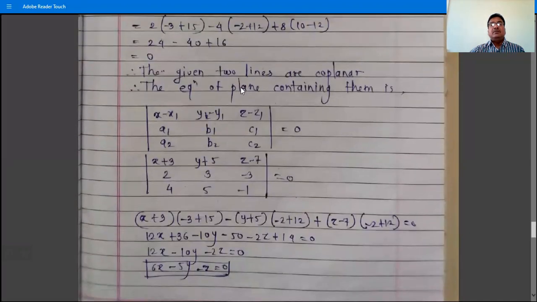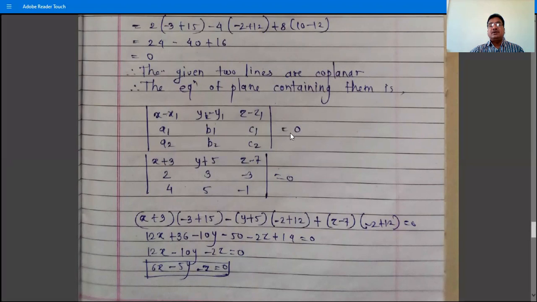Now we have to find the equation of the plane containing these two lines. So the equation of the plane containing the given two lines is, this is the formula: determinant with x minus x1, y minus y1, z minus z1 as the first row, a1, b1, c1 as the second row, a2, b2, c2 as the third row, is equal to 0. So this is the equation.